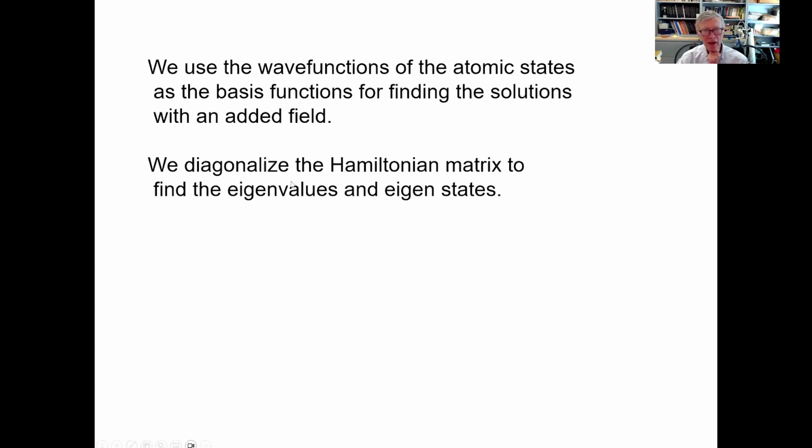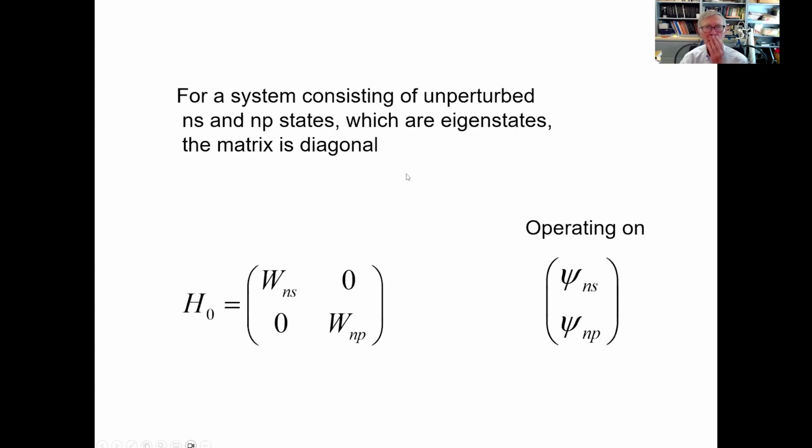And so to find the eigenvalues and therefore the eigenvectors, we diagonalize this Hamiltonian matrix. So if I have unperturbed NS and NP states, that is, no external fields or anything else, the Hamiltonian matrix just looks like this. It has the S energy and the P energy, and this is operating on state vectors that have the components of S and P.